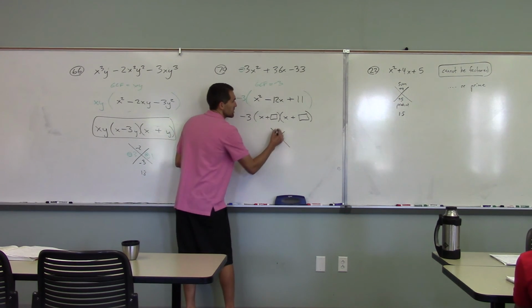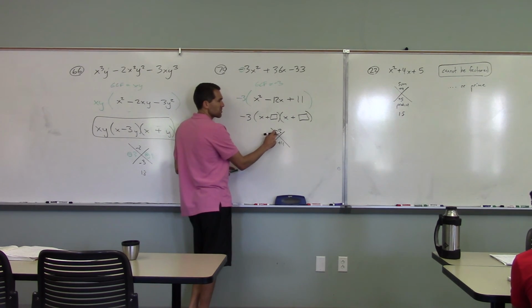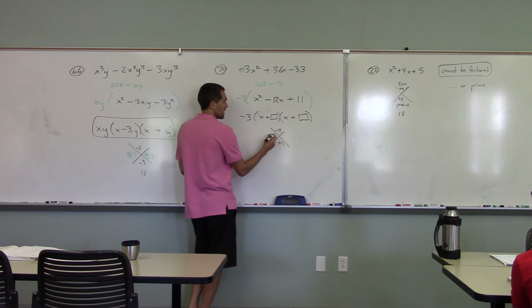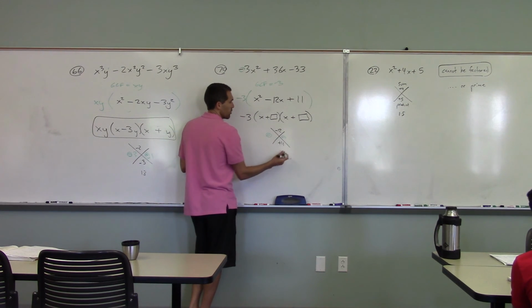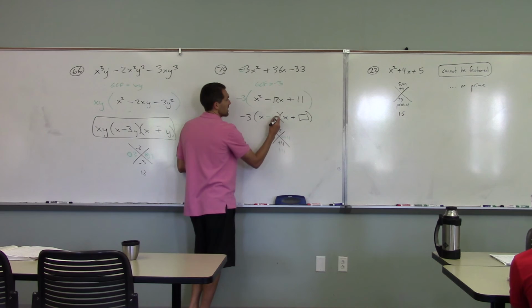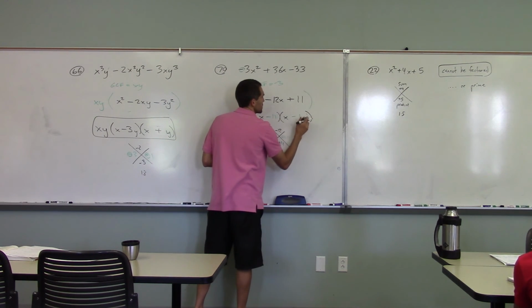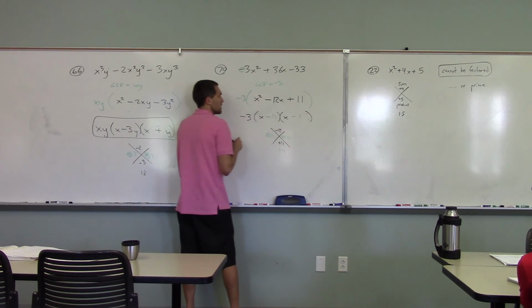Okay, again here, sum, -12, product, +11. Signs are the same, they add up to be a negative, so I know they're both negative. My only choice is 1 times 11, sure enough, -1 plus -11 is -12, so going back up here, I get x minus 11 and x minus 1, and that's our answer.